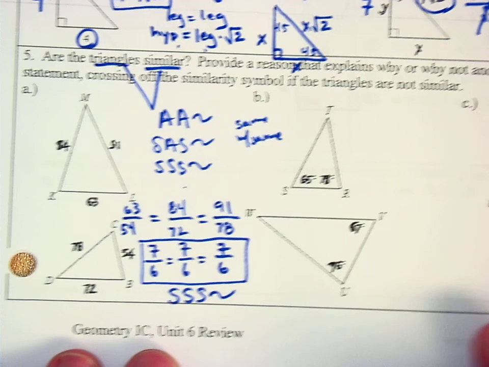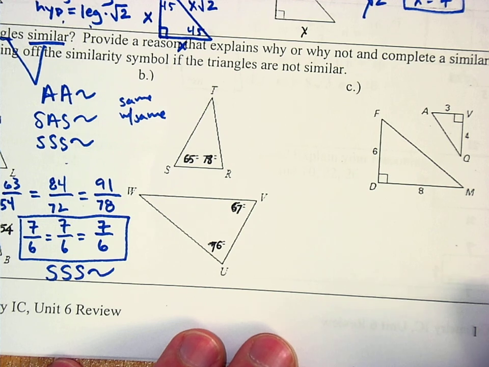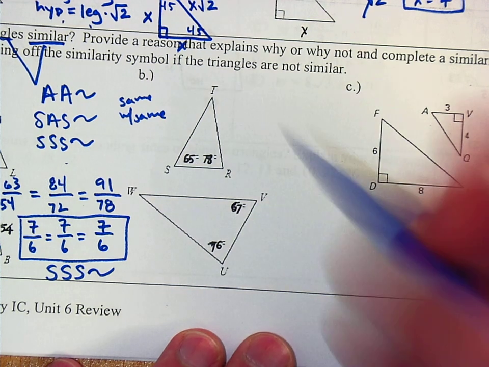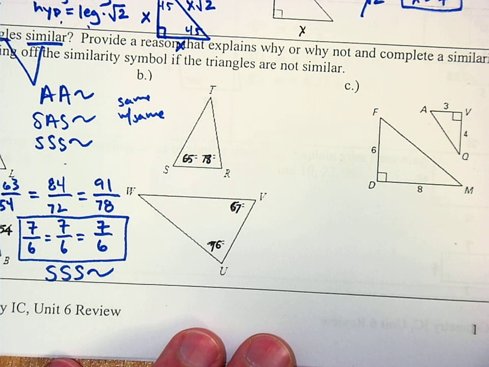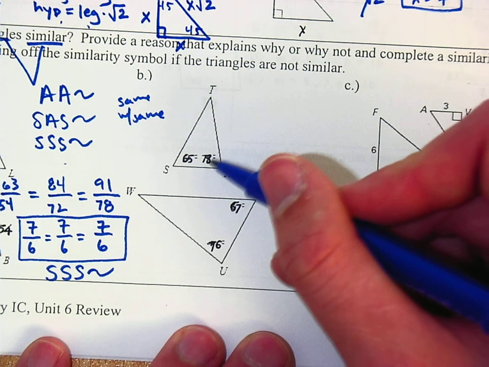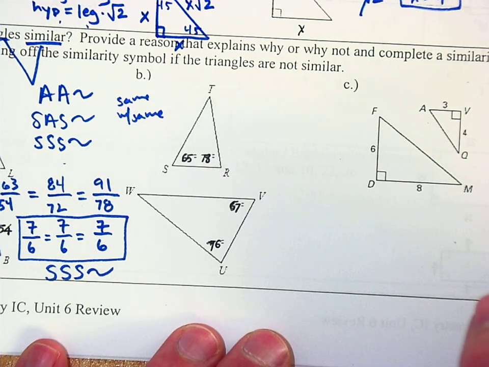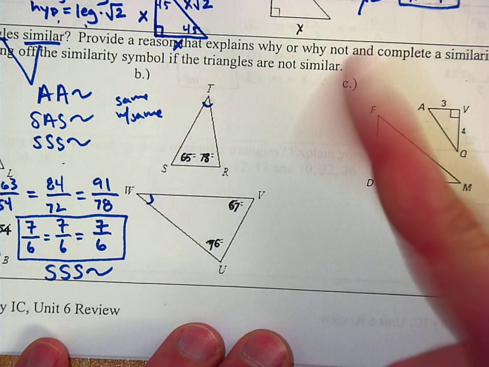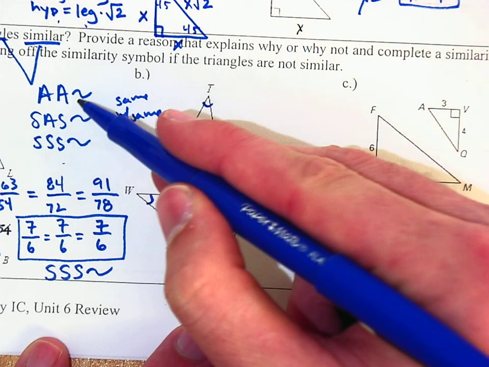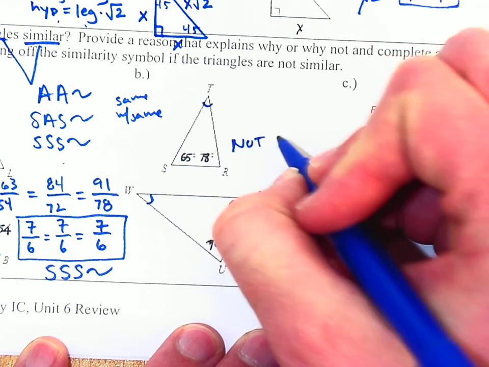And we're looking at letter B now. Well, they don't give us any sides, so we're looking for the postulate without any sides. That looks like angle-angle. So we need to know that two angles are congruent. Well, here we have two angles, but none of them are congruent. That means even if this last angle were congruent, we would only have one angle, and that's not enough to satisfy angle-angle similarity. So we can simply write not similar.